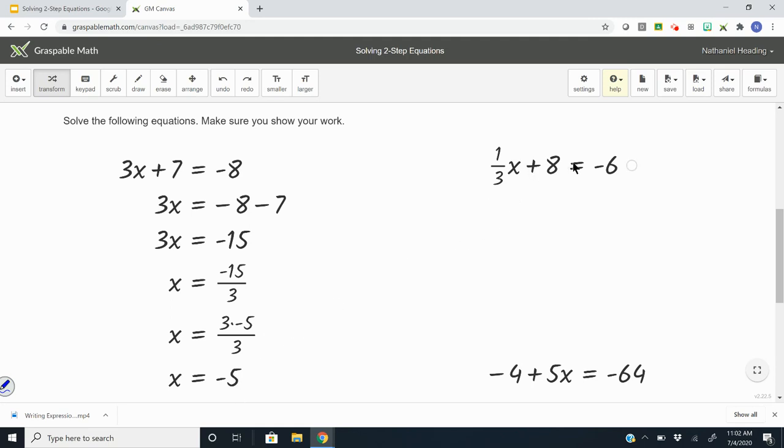All right, let's try this one. So again, following my steps, I want to start by undoing this addition. So I undo addition with subtraction. So I bring over the 8, and it turns to subtraction. So I get negative 14.